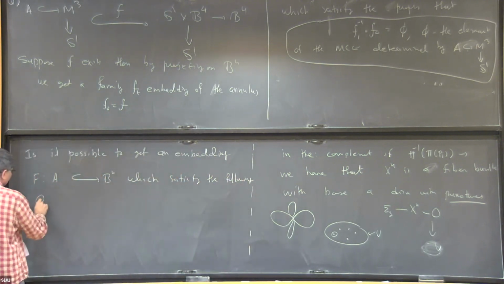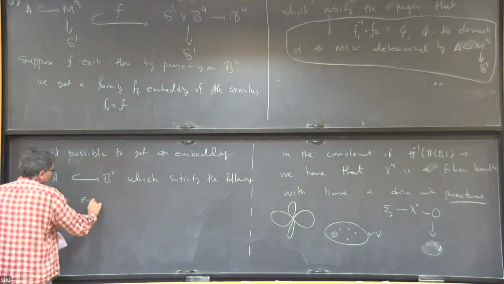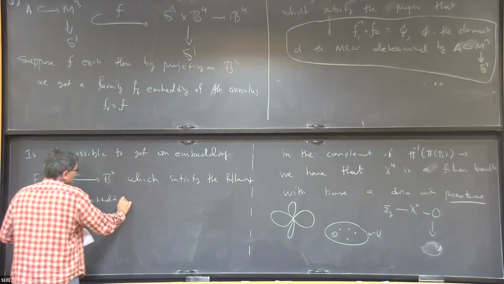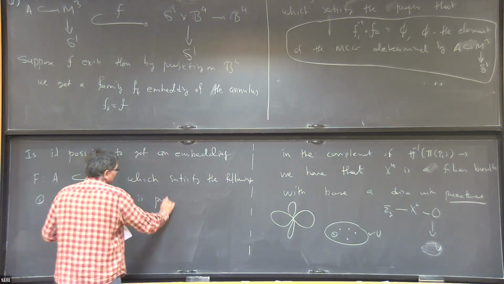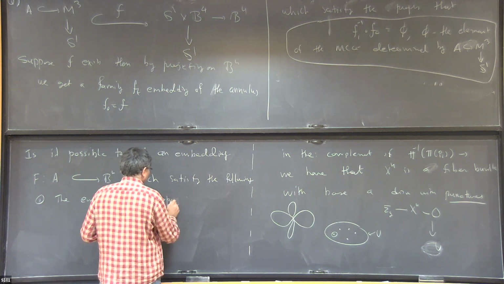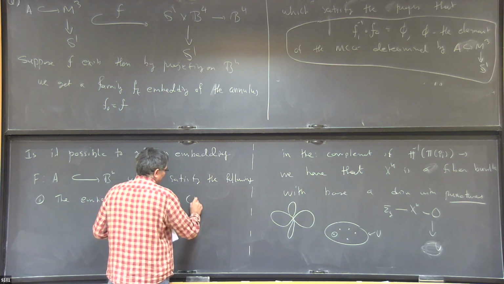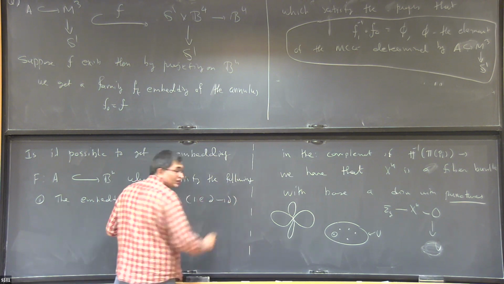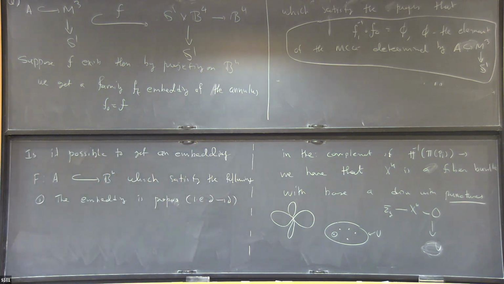First is, of course, the embedding is proper. That is, the boundary goes to boundary. So the boundary of the annulus goes to boundary.